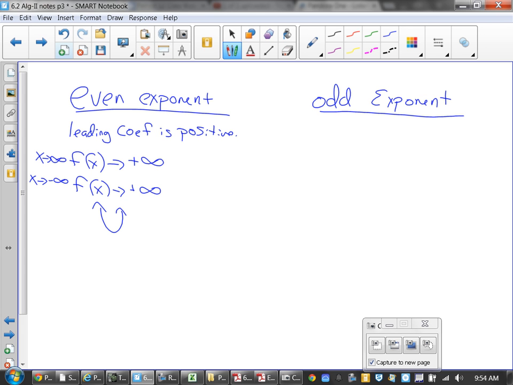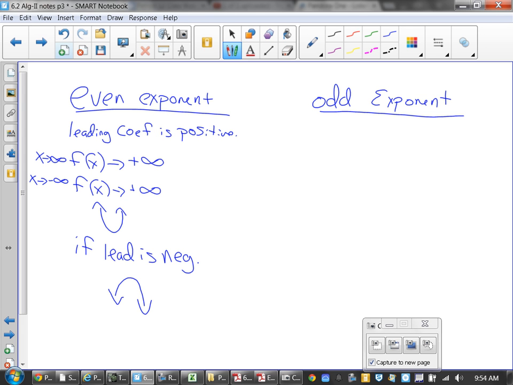Think of it as when you have an even exponent, it's going to be up like a cup. And if your first term is negative, they'll be down like a frown. It's very easy to remember that. If the leading term is negative, then it's down like a frown, just like you did with parabolas. They're both facing downwards, so they're both going towards negative infinity for f of x.